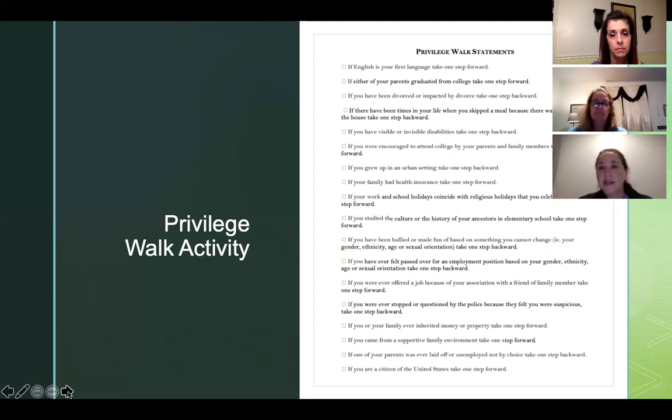This activity can be used within a classroom setting. It can be used as a team building activity with athletic teams, and it can be used with adults, just as it's being used in this situation. It's very adaptable, and a lot of growth can come from participating in this activity.